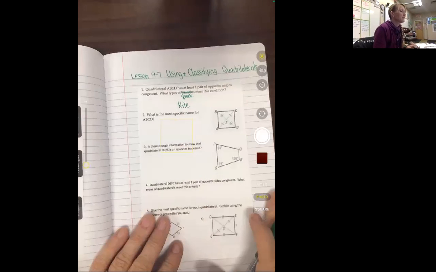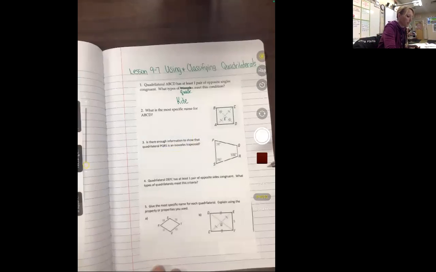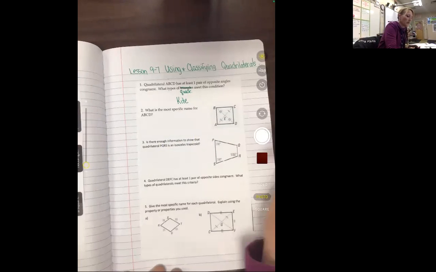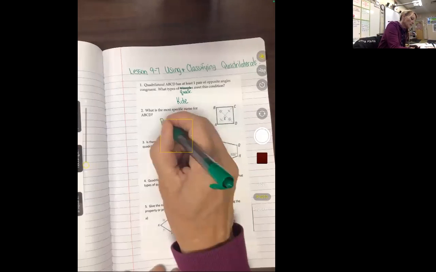What is the most specific name for quadrilateral ABCD? So we know that these bisect each other. We know these bisect each other, but because all four of these are not exactly the same, we know that it's not a square. We know that it's not a rhombus. We don't know anything about the angles, even though they appear to be right. We don't know that. So therefore, the most specific name that we can give this is a parallelogram.